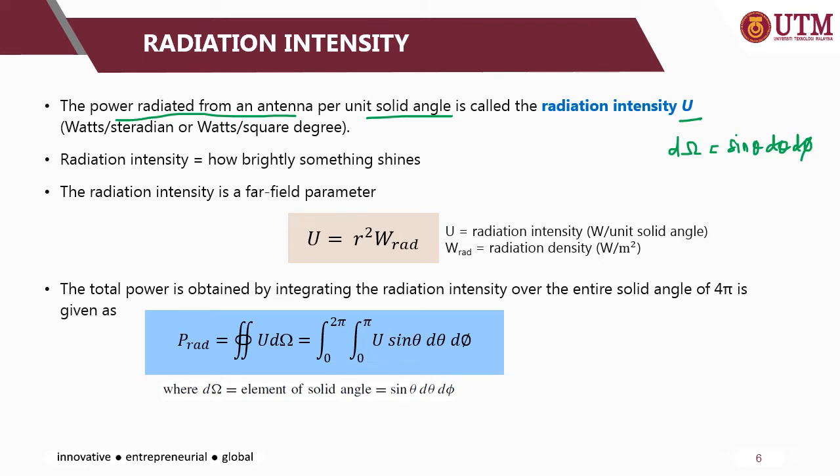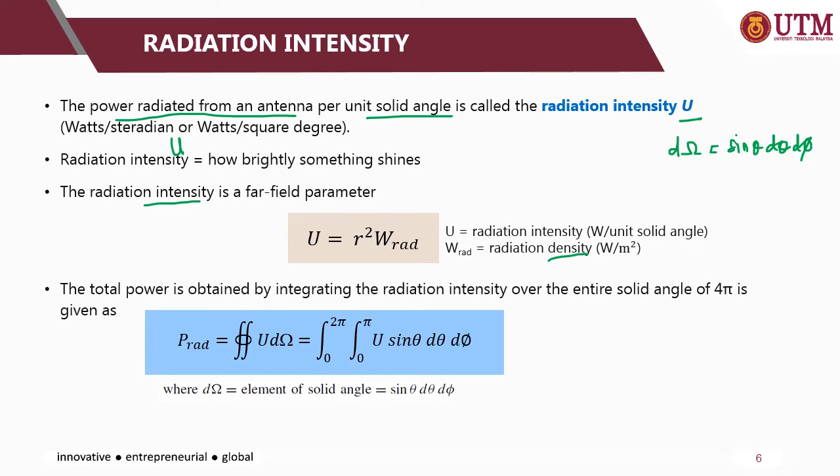Radiation intensity U can be briefly described as how bright the bulb may shine. The radiation intensity is a far-field parameter given by the following equation: U, the radiation intensity, equals r squared, where r is the radius in spherical coordinates, multiplied by W rad, the radiation density in watts per meter squared.